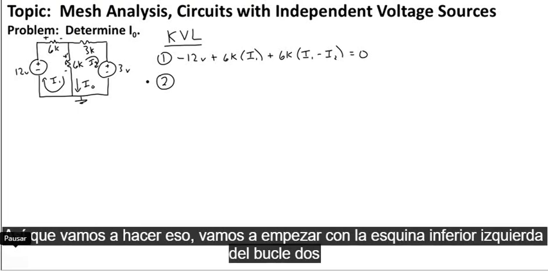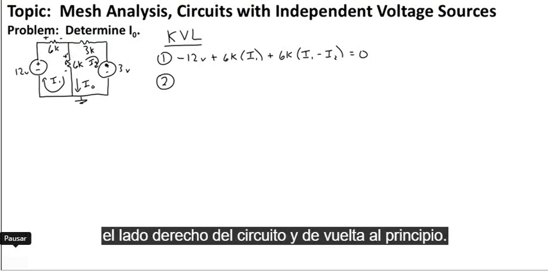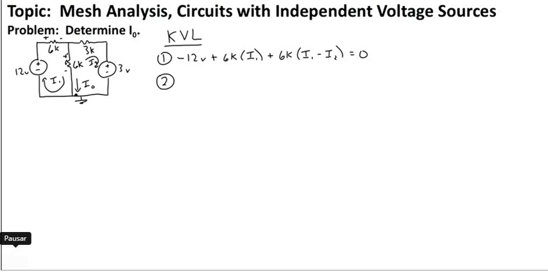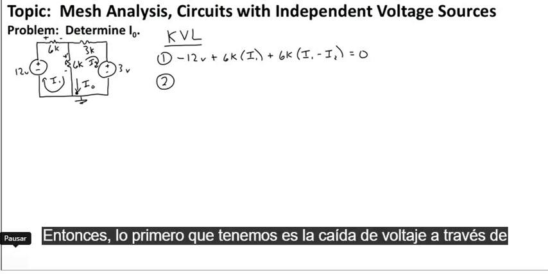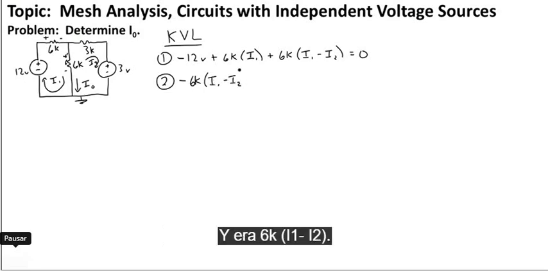So let's do that. Let's start with the lower left-hand corner of loop 2, come up through the 6K resistor, the 3K, and then the voltage source on the right-hand side of the circuit, and back to the beginning. So first thing we have is the voltage drop across the 6K in the center of the circuit. So starting there, we have a negative polarity. It's negative, and it was 6K (I1 minus I2).